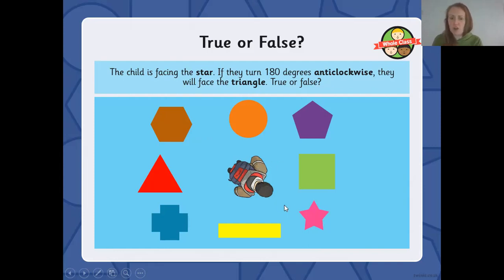True or false? If he goes 180 degrees, which is a 1/2 turn, 2/4 turns, there's 1/4 turn, 2/4 turns anti-clockwise, he will face a triangle. Now, I think it's false. What do you think? It's false. Thank goodness I got it right that time. This would have been too far if it had gone to the triangle. It was false. And I said the hexagon and I was right.